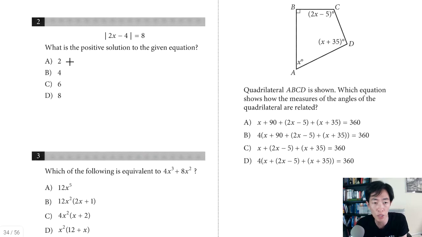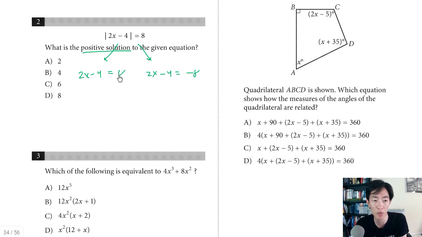Question 2. What is the positive solution to the given equation? So they want the positive value of x. Whenever you have an absolute value equation or inequality, you have to break it up into two situations, and I recommend putting your negative on the side that doesn't have the absolute value. This becomes 2x minus 4 is equal to 8, or the other possibility is 2x minus 4 is equal to negative 8, and then when you take the absolute value of it, it becomes positive. So these are your two possibilities.